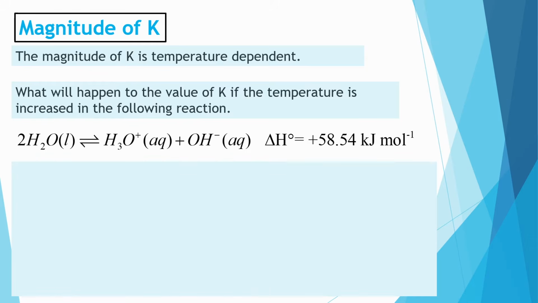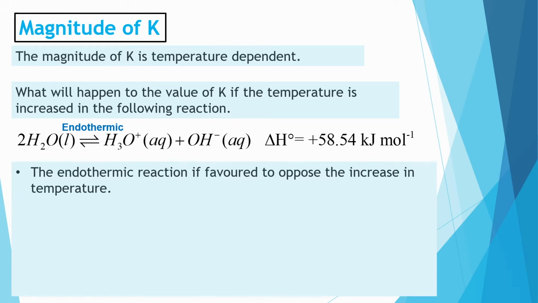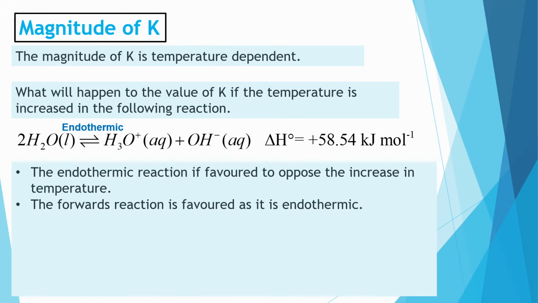Now here they want to know what will happen to K if the temperature is increased in this reaction. So we have to go through a few steps to see what would happen. So in the first instance, we can note that this reaction, the forward reaction, is endothermic. Good to know. That means the reverse one is exothermic. The endothermic reaction will be favoured because it wants to oppose increase in temperature. That makes sense. If I've increased the temperature in this reaction, it's going to want to cool it down so it goes in the endothermic direction. So this is the forward direction. The forward direction is favoured.